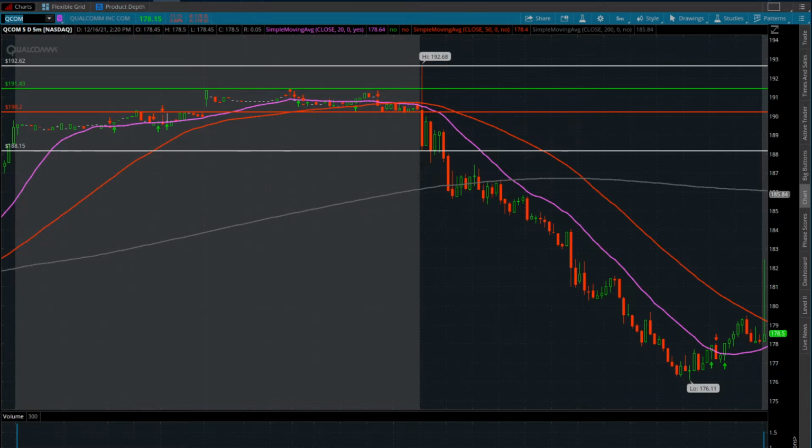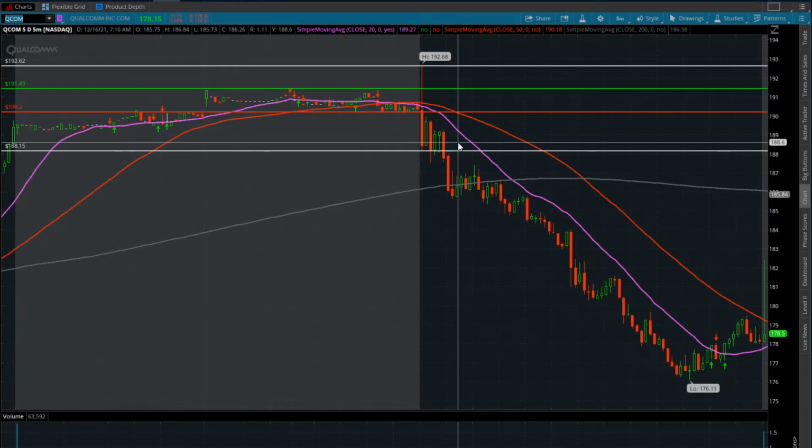So with that being said, if we just take a look at what setup presented itself, because again, when you're a day trader, what the stock did yesterday does not matter. What you think the stock is going to do tomorrow does not matter. All you're trying to do is take advantage of the volatility to the long side or to the short side.